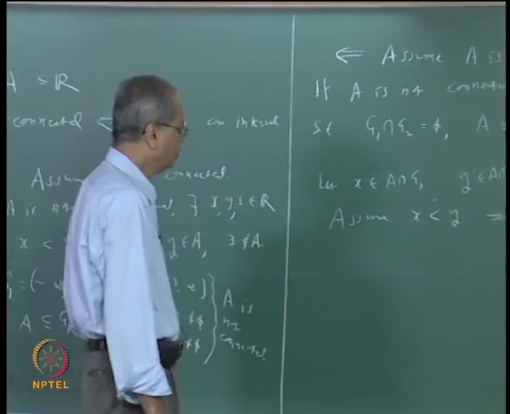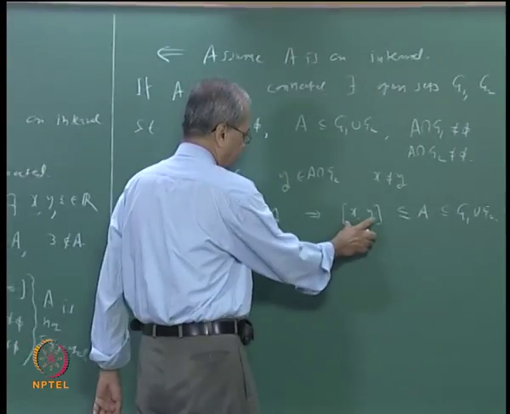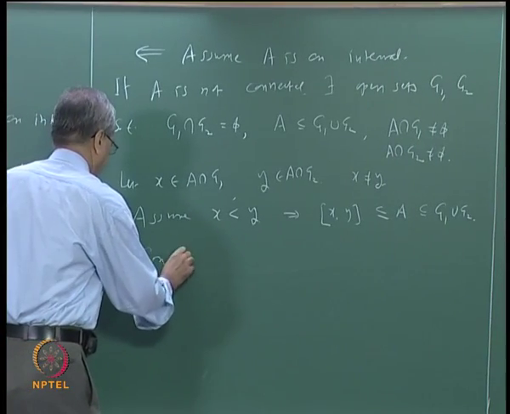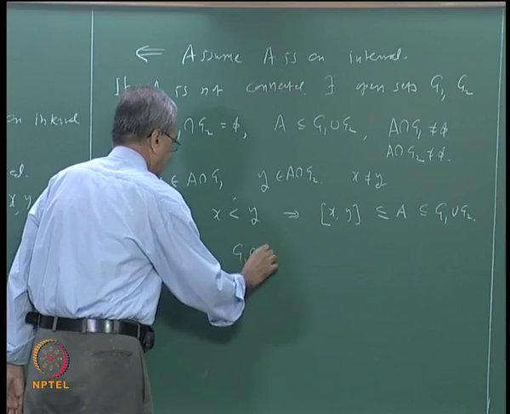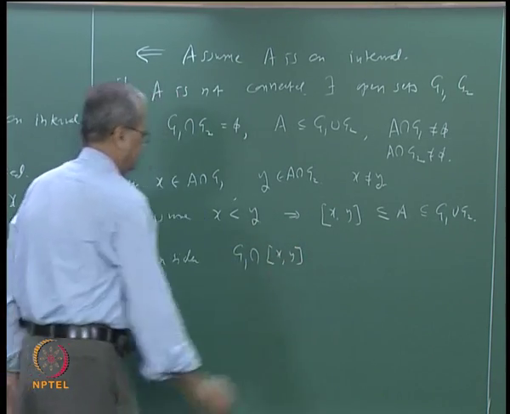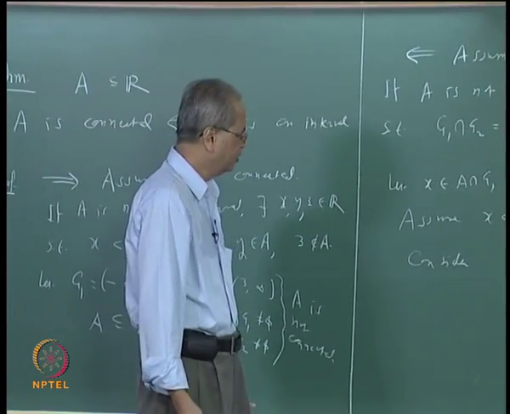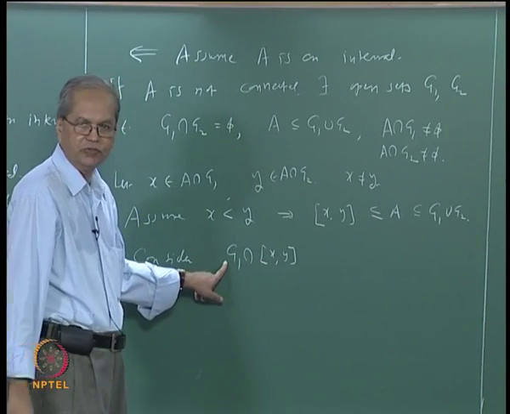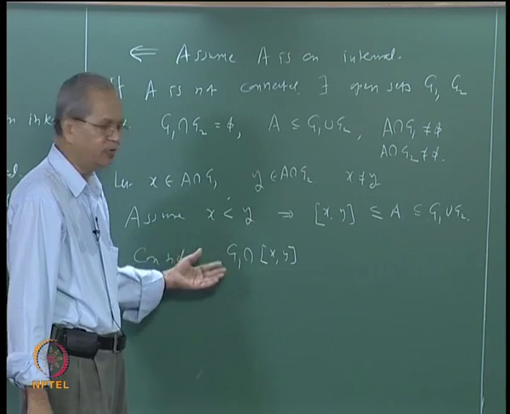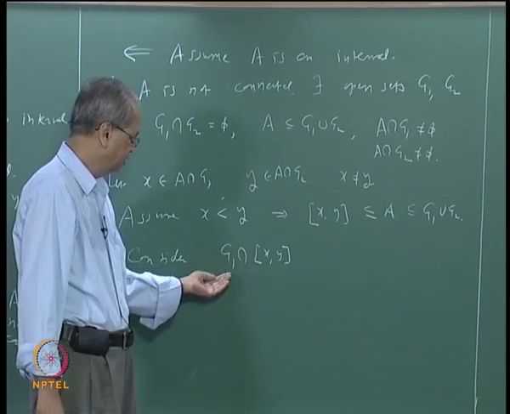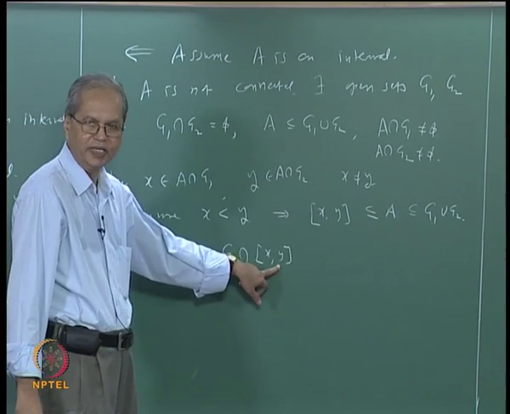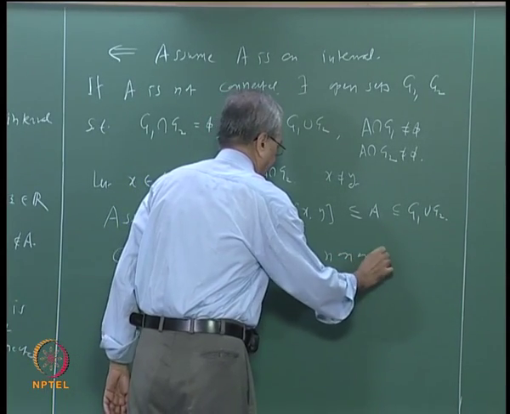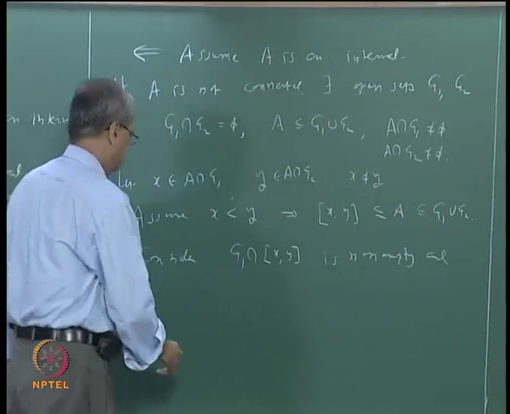Now what we do is consider the intersection of this interval with the first set G1. So consider G1 intersection [x, y]. Then we observe two things. This is non-empty, because x belongs to this interval and also x belongs to G1. And it is bounded above, because for every element in the intersection, in particular it belongs to the interval, so y is an upper bound. So this is non-empty and bounded above.